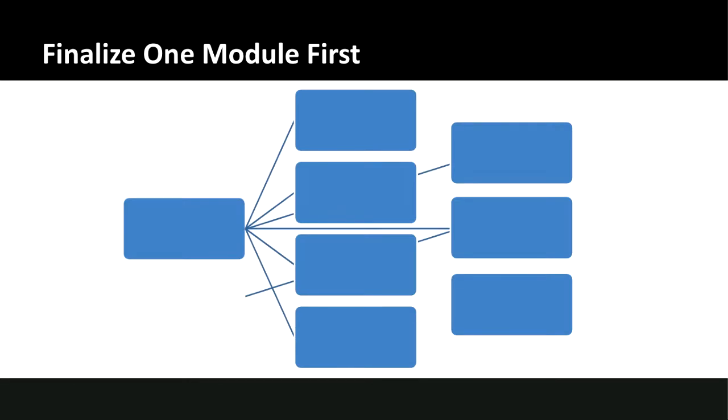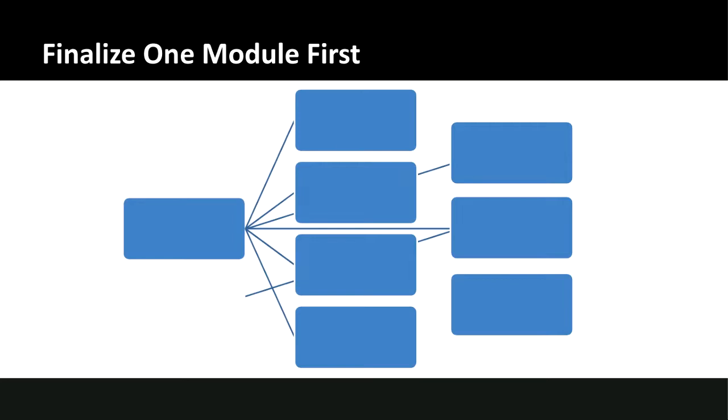Another strategy for managing your workload is to finalize one module first before moving on to the next module or the next unit or the next week. By focusing on one module first and then trying to perfect it as much as possible, you can then use that module as a template for the rest of your course modules. The module that you choose to build out first should be one that represents the structure of most of the rest of your course modules.